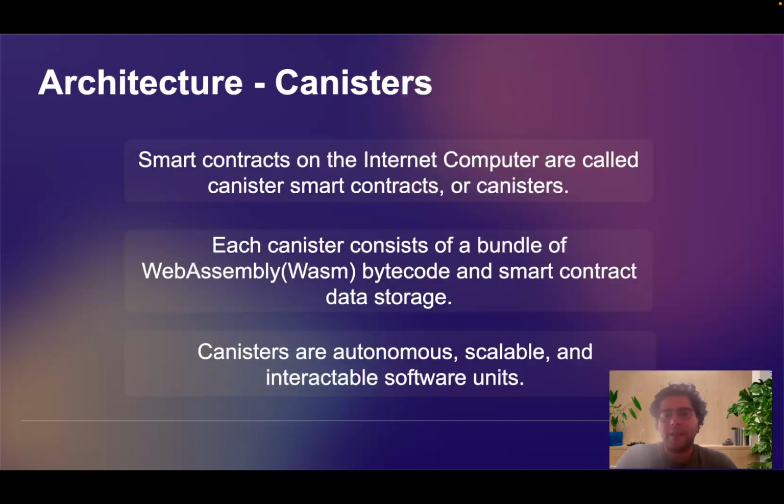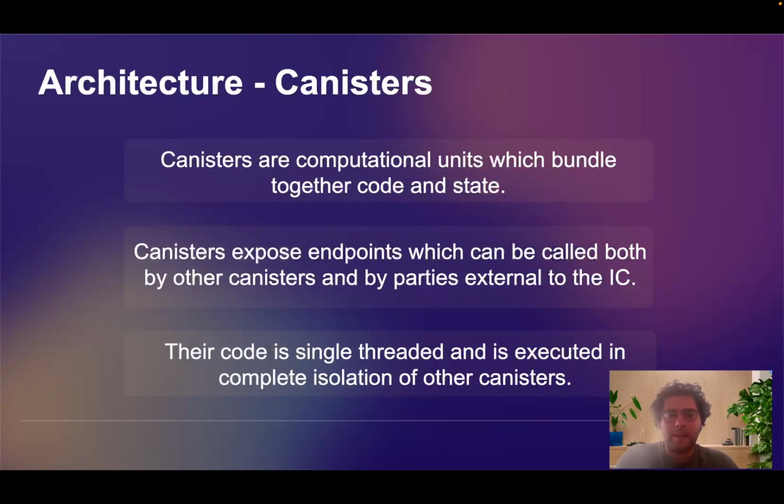Smart contracts on the ICP are called canister smart contracts or canisters. Each canister consists of a bundle of WebAssembly bytecode and smart contract data storage. Canisters are autonomous, scalable, and interactable software units. Canisters are computational units that bundle together code and state. They expose endpoints, which can be called both by other canisters and by parties external to the Internet Computer.